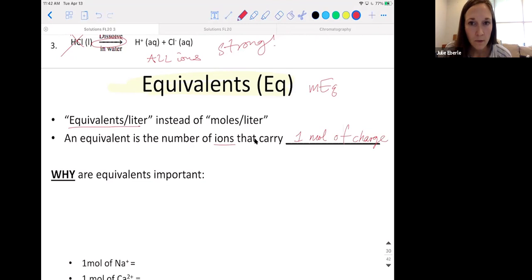Okay, what the heck does that mean? 1 mole of charge. It's all about the charges on ions, so do not overcomplicate this. You are able to recognize any charge on any ion. Calcium. What's the charge on calcium? Anybody know?